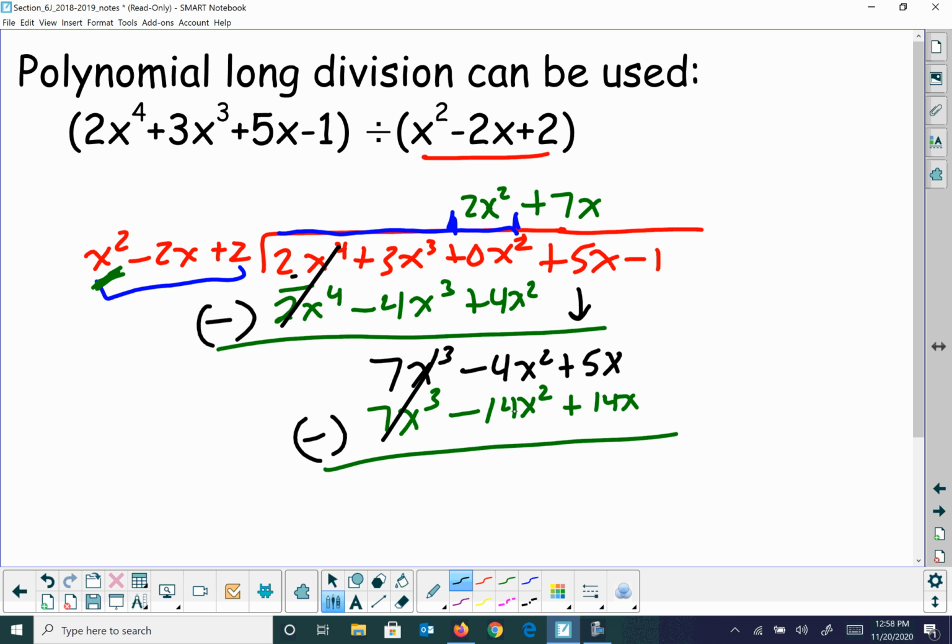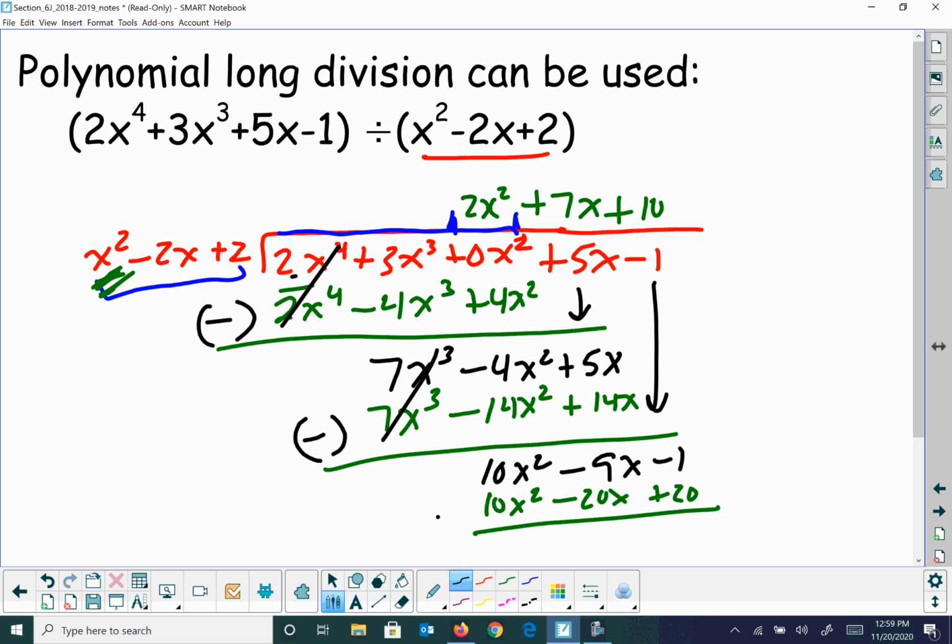So negative 4x squared plus 14x squared is 10x squared. And then that's going to be minus 14x, so 5x minus 14x is minus 9x. And then bring down that last one. And then we're going to start over again. We're going to say, okay, what times x squared gives me 10x squared? And that would be positive 10. Positive 10 times x squared is 10x squared. 10 times negative 2x is negative 20x. And 10 times 2 is 20.